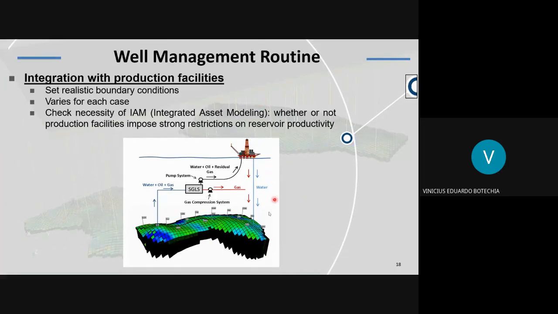It is not always necessary to integrate production facilities all the time in the whole optimization process. It is important first to check if it is really necessary to integrate, right? For instance, in some cases, like in the Libra project, the bottleneck is the gas production, the high amount of gas production. So the limitation is the gas production on the platform. The production facility that was designed was able to deliver what you expected.